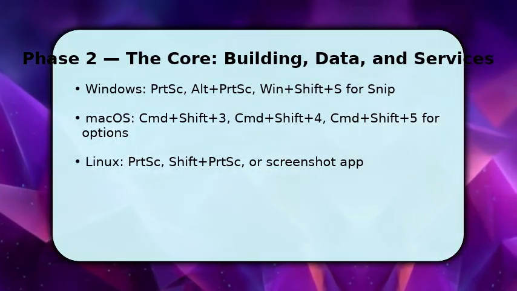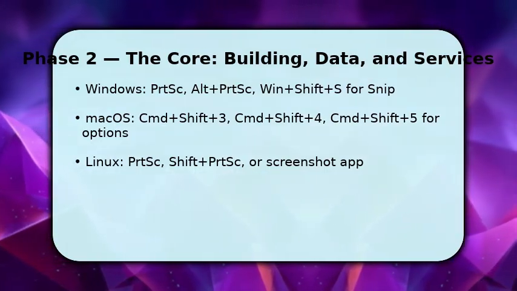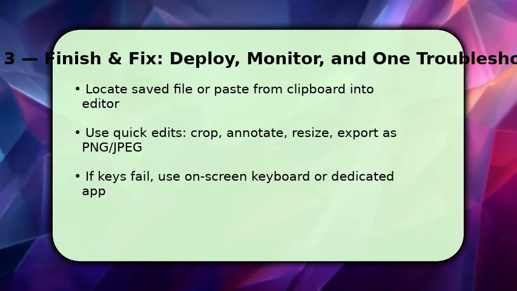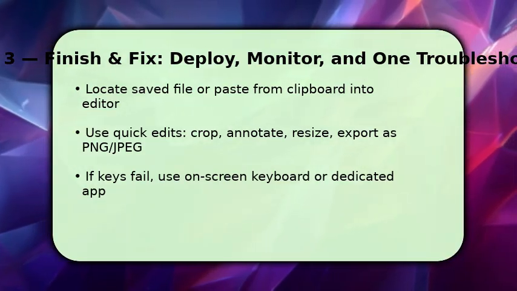You finish by saving and, if needed, editing the image. Paste clipboard copies into an editor and choose File, Save As to set format and quality, or find the file in the default folder if your OS auto-saves. Once saved, crop and annotate to highlight details.